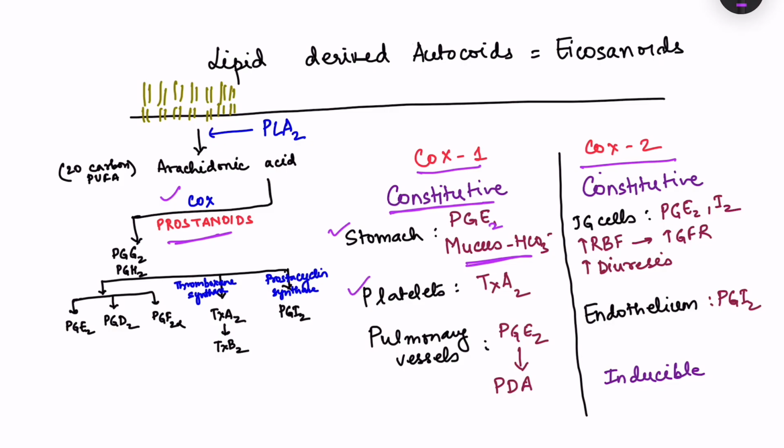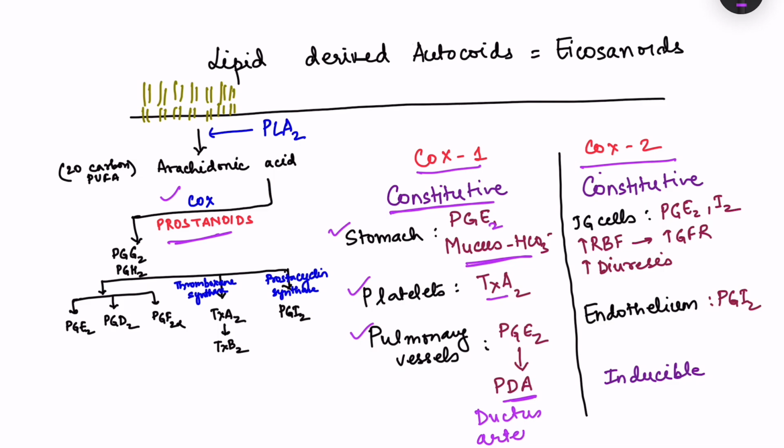Then it is present in the platelets, and it leads to the production of thromboxane A2 in the platelets, which is responsible for platelet aggregation. Then it is present in pulmonary vessels, where it is responsible for dilation of the pulmonary vessels, and also in the fetus it is responsible for maintaining the patency of the ductus arteriosus.